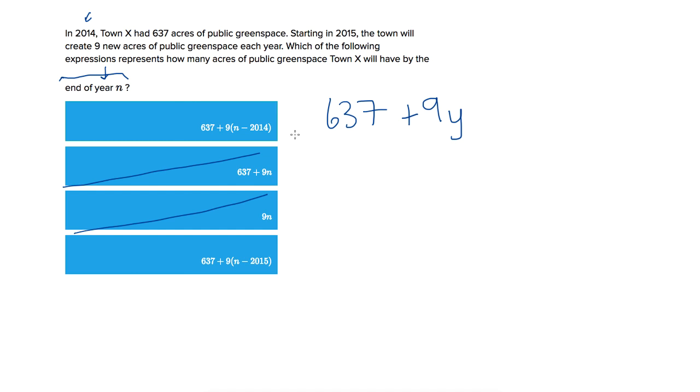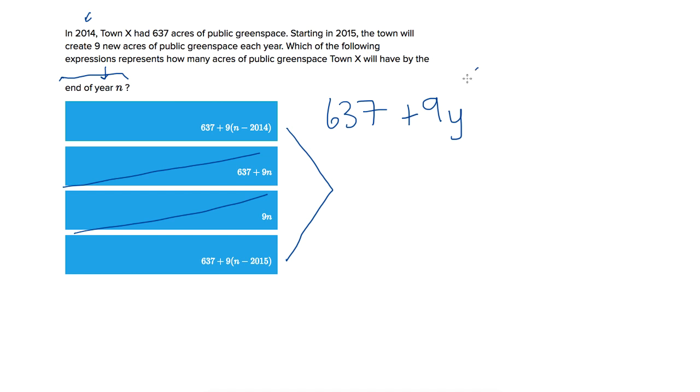So now we need to determine whether it's one of these two answer choices that we have left. So we've made things a lot easier on ourselves. Well, the only difference between these answer choices is that one subtracts 2014 and one subtracts 2015. So let's think about what's happening here. What does n minus 2014 or n minus 2015 equal?